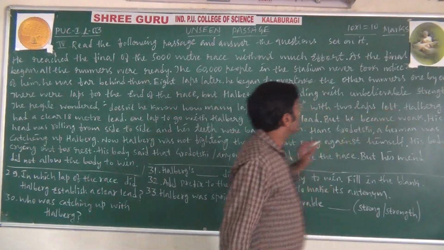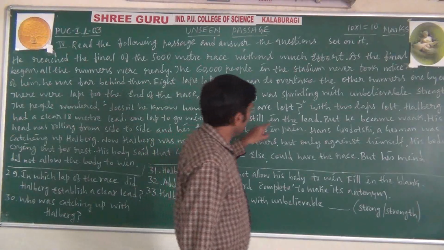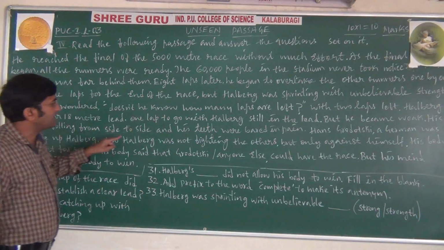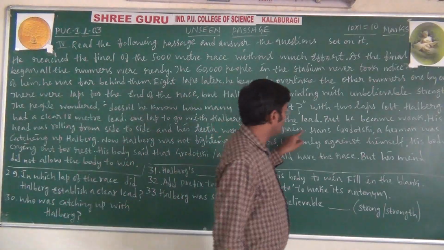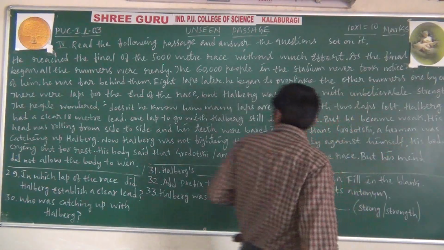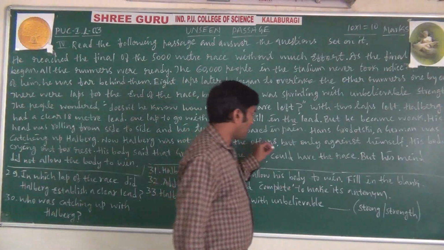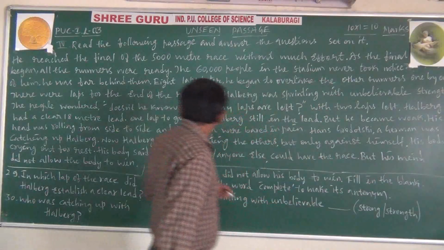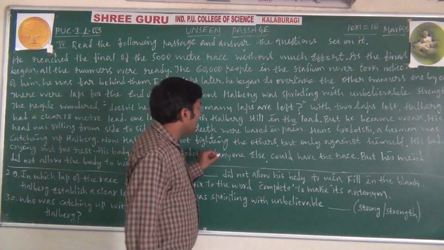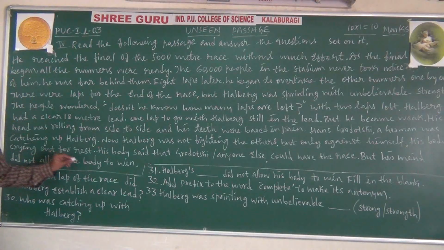With 2 laps left, Hallberg had a clear 18-meter lead. 1 lap to go with Hallberg still in the lead, but he became weak. His head was rolling from side to side and his teeth were bared in pain. Hans Grodzki, a German, was catching up with Hallberg. Now, Hallberg was not fighting the others, but only against himself. His body was crying out for rest. His body said that Grodzki or anyone else could have the race, but his mind did not allow the body to win.